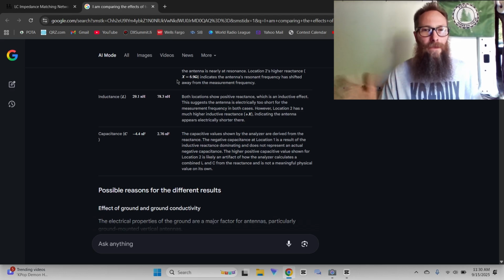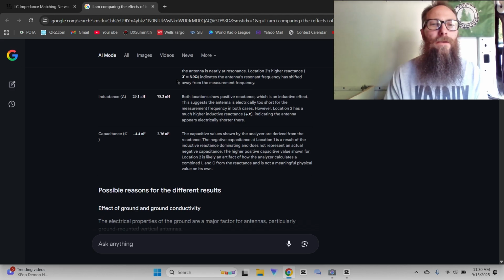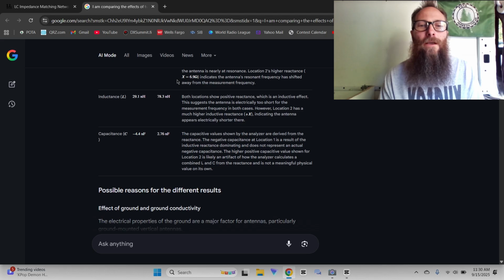So the same antenna, the same measurements, the same height off the ground, but it's not physically different, but it's showing up electrically shorter. Now we move on to capacitance. The capacitive values shown by the analyzer are derived from the reactance.